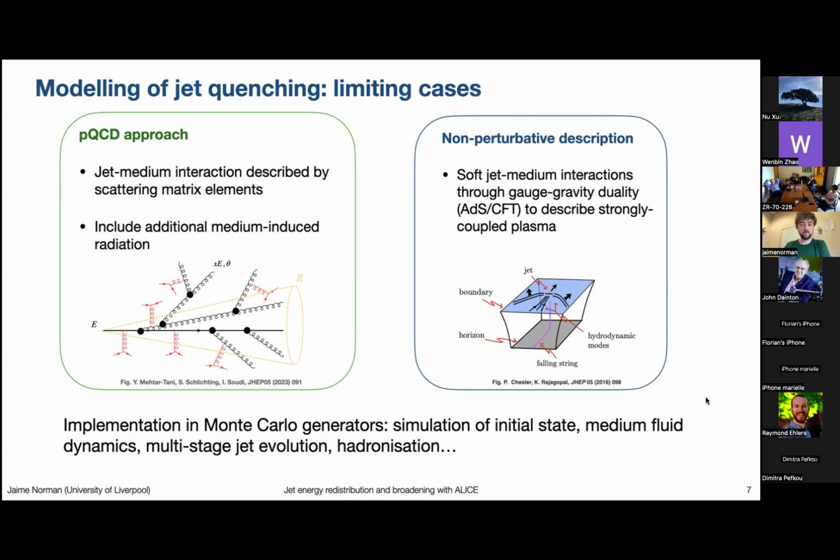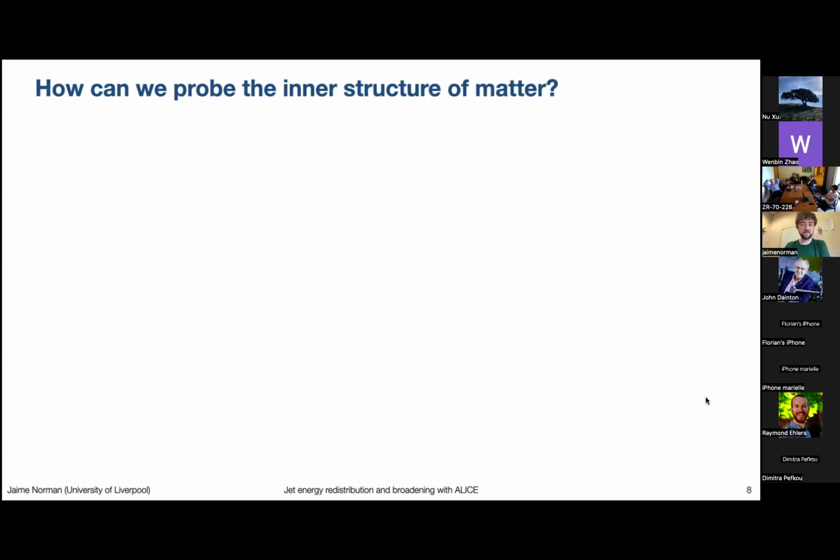So these are the background of jet measurements in general in heavy ion collisions. So why do we want to measure jets? I want to make a broader point here of how we can probe the structure of any matter, any state of matter.